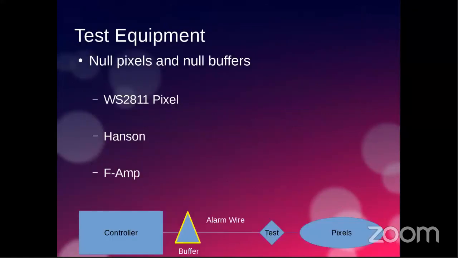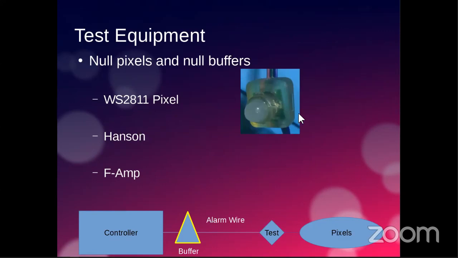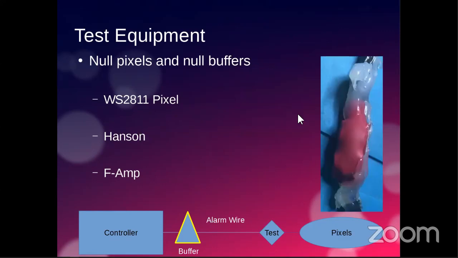Okay, let's move on to some other things. I did want to check the various types of null pixels. So I had 3 of them. I took a 2811 pixel, and I thought, well, what happens if I do one of those? In this case, I put the null pixel immediately after the controller to see how that would work. I am running the alarm wire, which I think was the worst wire that I had, to do this test. I am using a 2811 pixel.